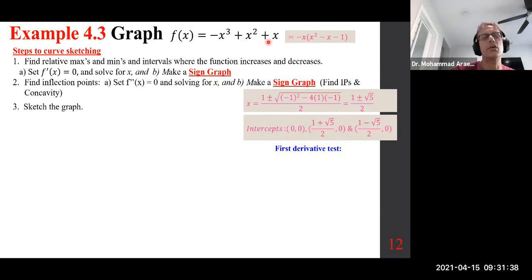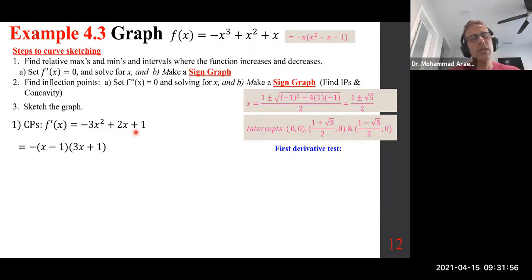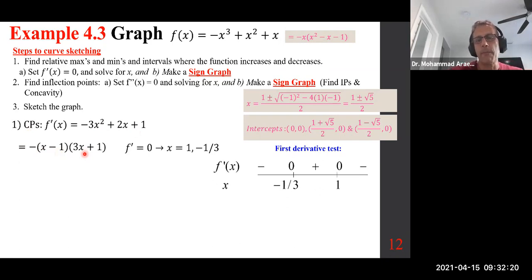Now, going with calculus, we are going to differentiate in order to come up with intervals of increasing, decreasing, and do the first derivative test. So f prime is minus 3x squared plus 2x plus 1. It's good practice to take the negative out and then factor this. I'm assuming everybody's okay with that, taking the negative out, factoring and setting f prime equal to 0: x is 1, x is negative 1/3. We are going to do the sign graph on that. So when x is negative 1/3, f prime is 0. When x is positive 1, f prime is 0.